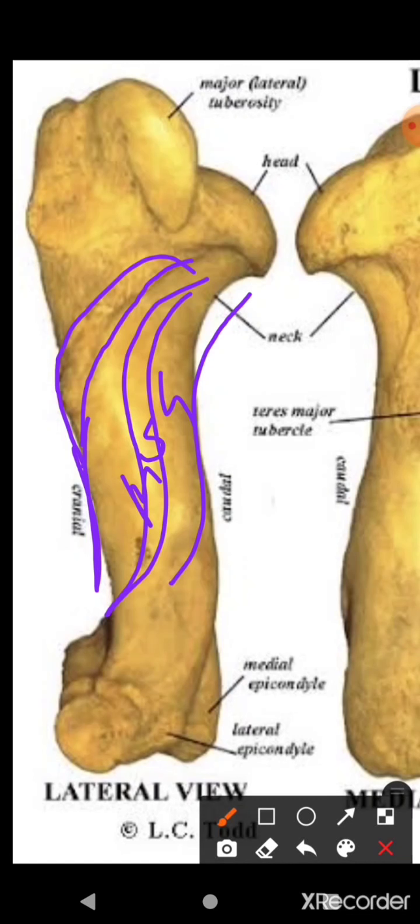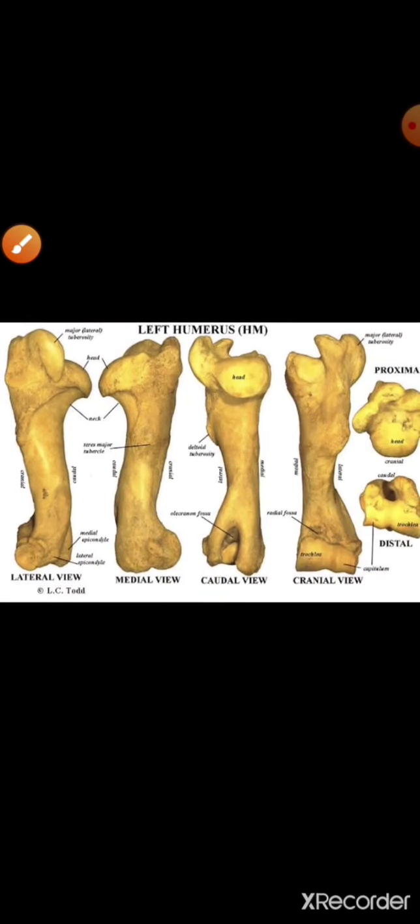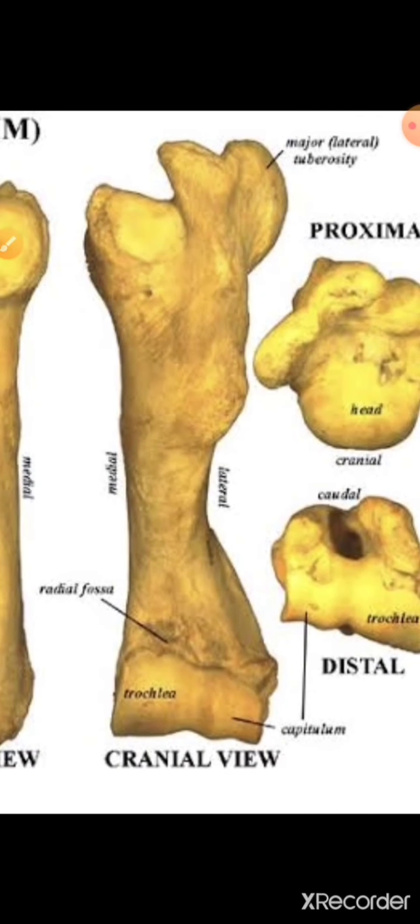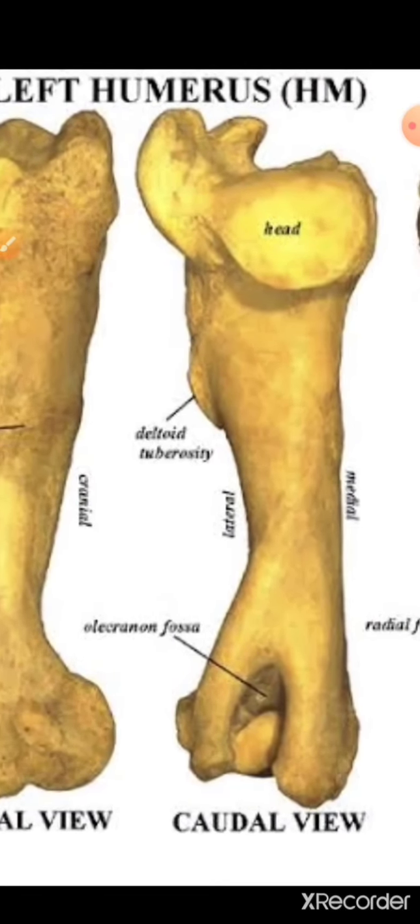Above the middle of the crest of the humerus, a small bony tuberosity is present, known as the deltoid tuberosity. Here you can clearly observe the deltoid tuberosity.